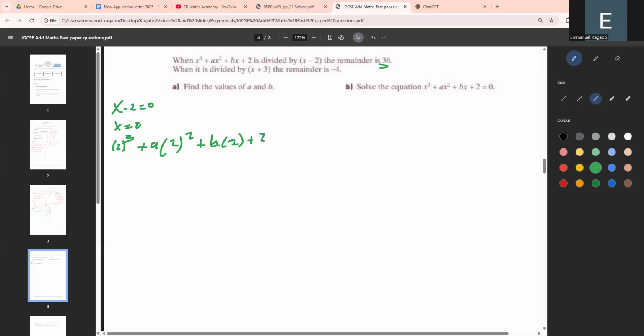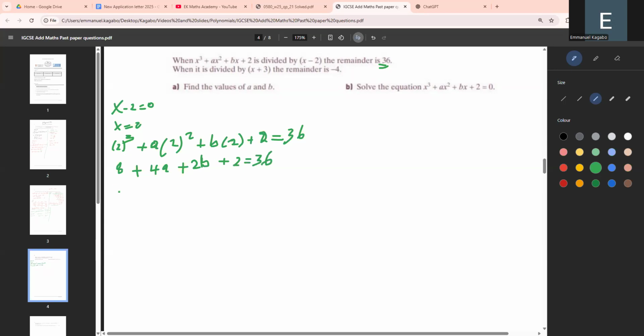Now, what do I get now? This one should be equal to the remainder. The remainder they told me is 36. This is 2, guys. Okay, very good. Now, what is 2 power 3? That is 8, plus 2 squared is what, guys? 2 squared is 4. This was the a. Okay, so it will give me 4a. Okay, plus 2b plus c equals to 36. Is that okay? You can check if what I've done is correct.